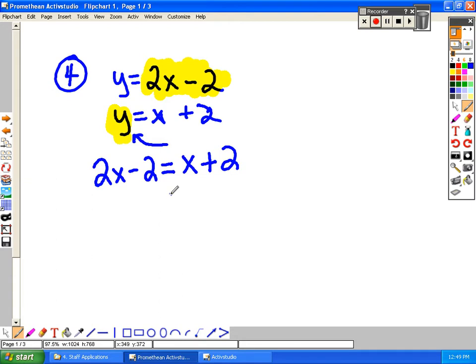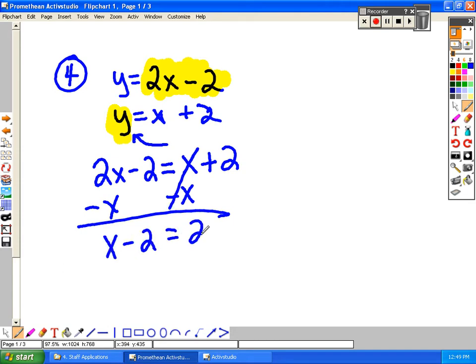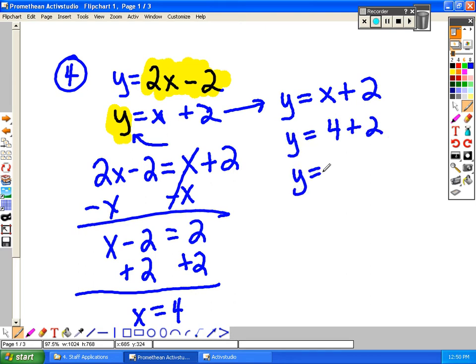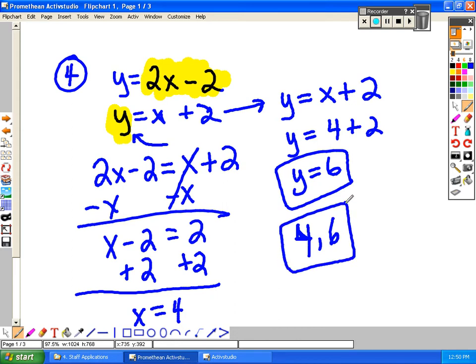And then from here, we're just going to solve it like we would in the first week of school. 2x minus x, that cancels out, and this becomes x minus 2 equals 2. Add 2 to both sides, and you get x is equal to 4. Now, once I get x equals 4, I'm going to go into one of my equations. I'm going to choose that one. And instead of y equals x plus 2, I now know that x is 4. So 4 plus 2 is equal to y, which I could easily solve and get y equals 6. So our answer is 4, 6. And again, please pause that if you need to.